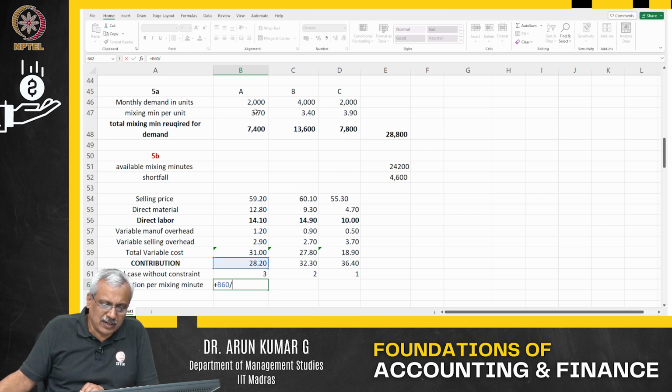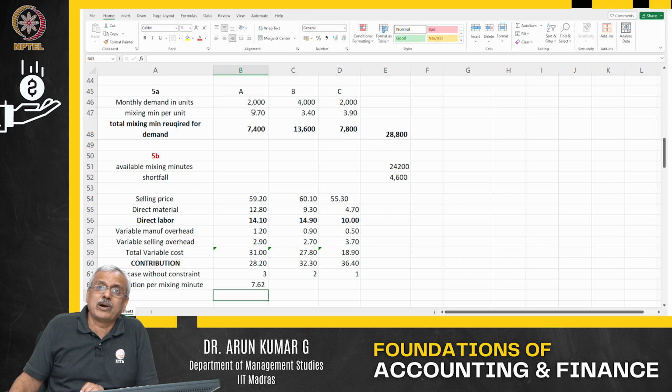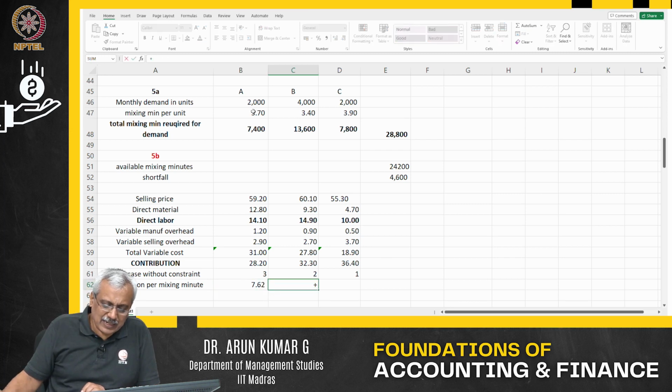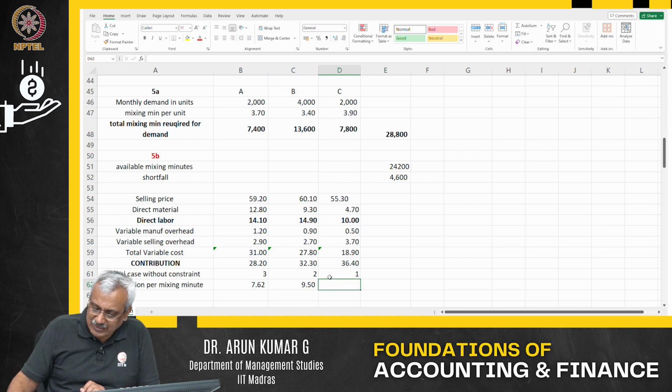This is the contribution I have, and I earn it by using 3.7 mixing minutes. So, per minute I am getting a contribution of 7.62. Whereas in this particular case I earn 32.230 and my number of mixing minutes is about 3.4, so I make about 9.50. In the last case, I have a contribution of about 36.40 with 3.9 mixing minutes, and I make 9.33.